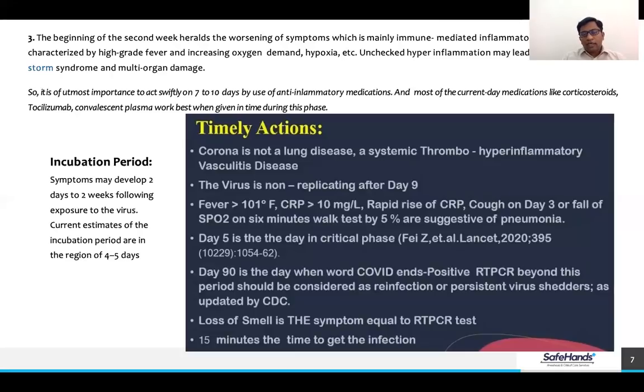Day 5 is the day in the critical phase, according to Pfizer et al., Lancet 2020. Day 90 is the day when COVID ends as positive RT-PCR. Beyond this period, it should not be considered as reinfection or persistent virus shredders, as updated by CDC. Loss of smell is the symptom equivalent to the RT-PCR test. 15 minutes is the time to get the infection.